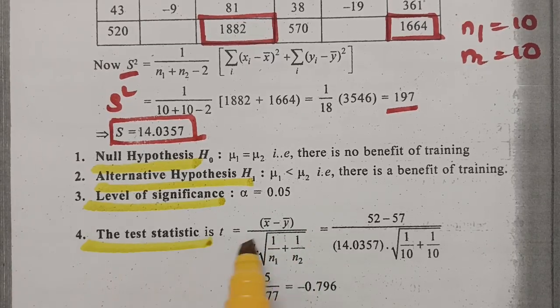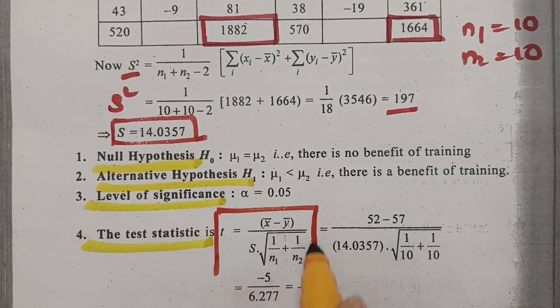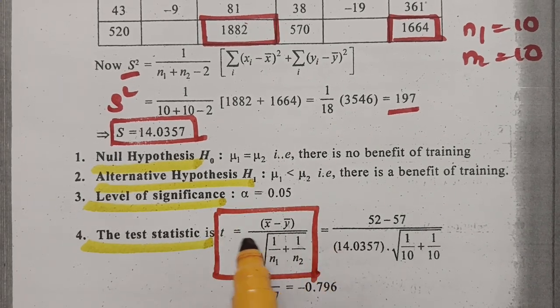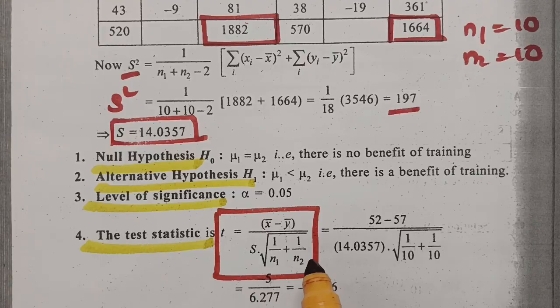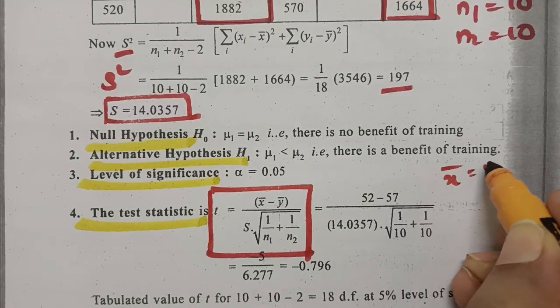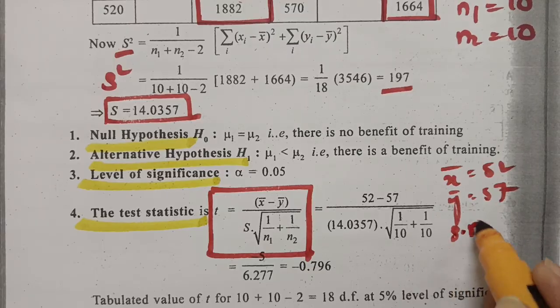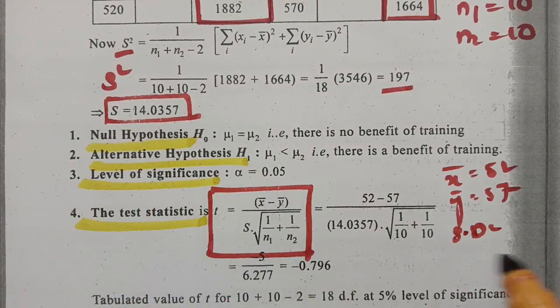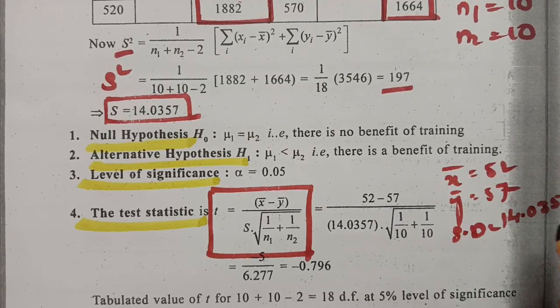Test statistic: T is equal to, every time we'll be getting this formula, x bar minus y bar divided by s times root over 1 by n1 plus 1 by n2. What is x bar here? Just now we found x bar is equal to 52 and y bar is equal to 57. Standard deviation here is 14.0357.